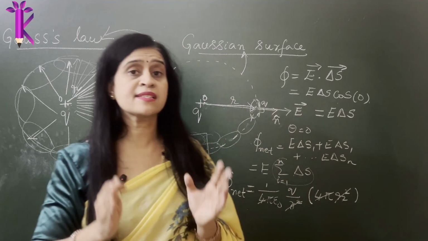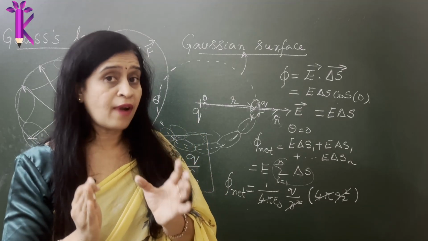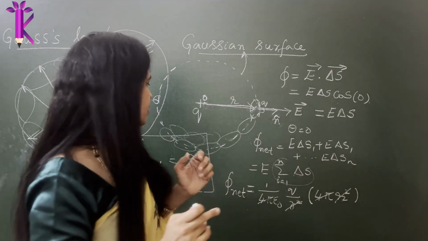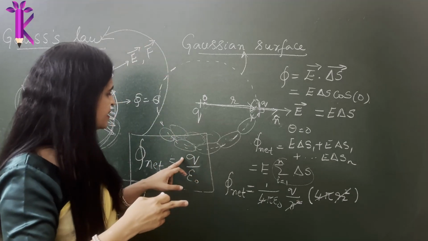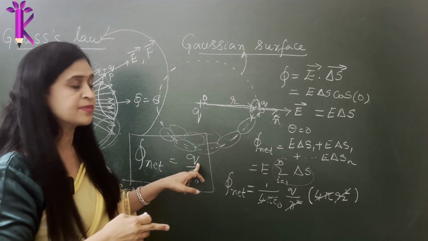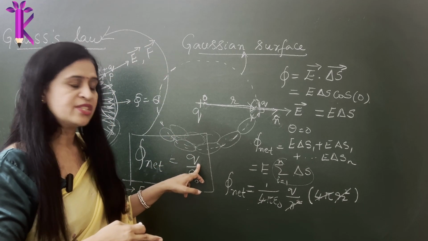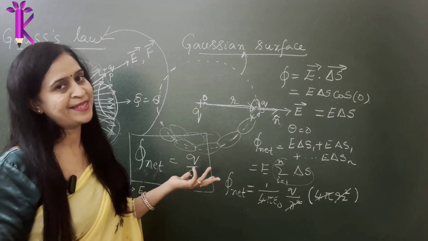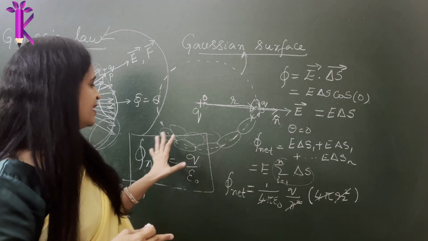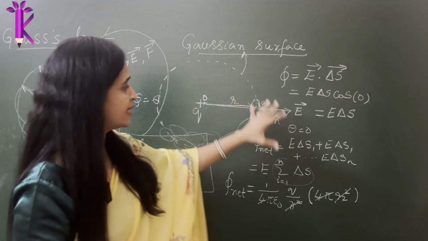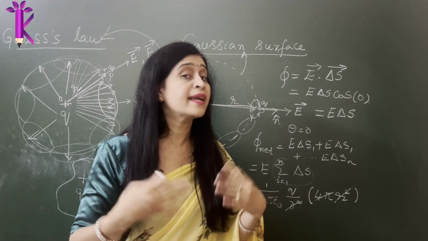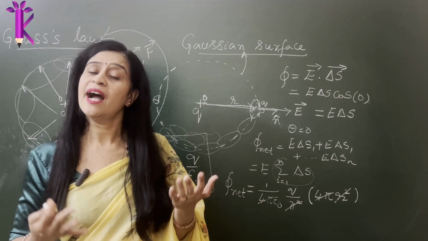So what does Gauss's law state? The total electric flux due to a charge enclosed in a Gaussian surface is given by 1 by epsilon naught times the total charge enclosed in that surface. So it's as simple as that. If you know the formula, if you understand the concept well, if you understand why we are doing all this, why we are imagining a surface, I hope it is clear.